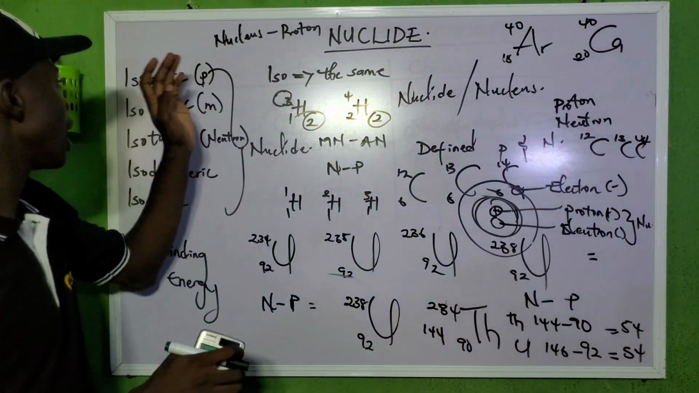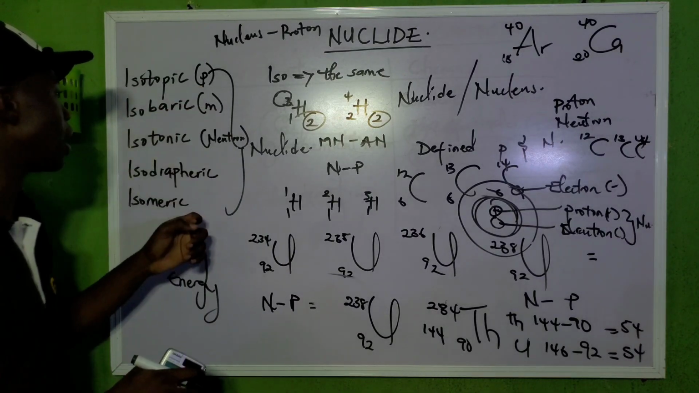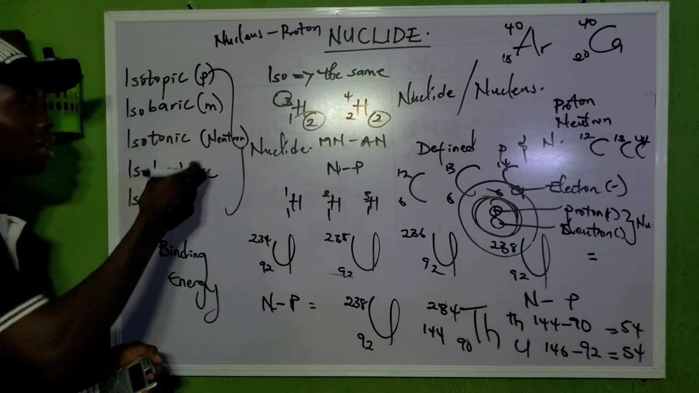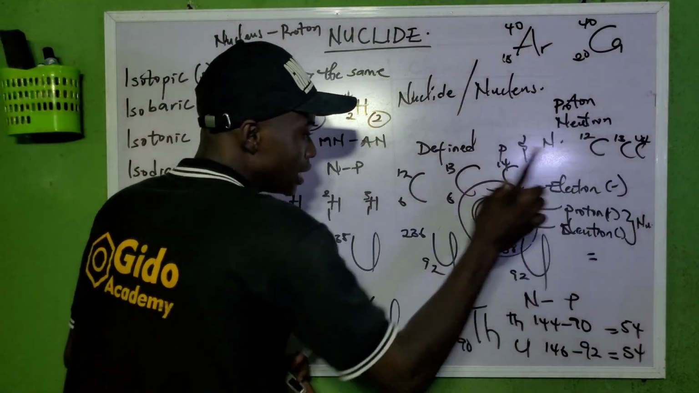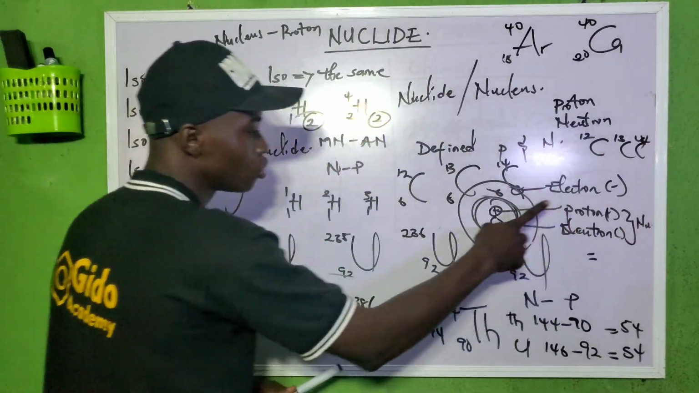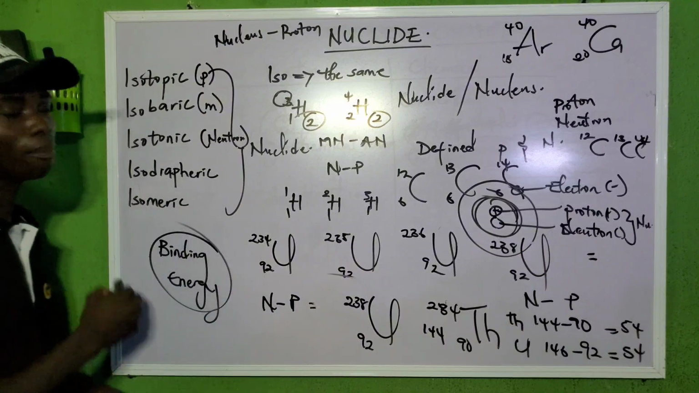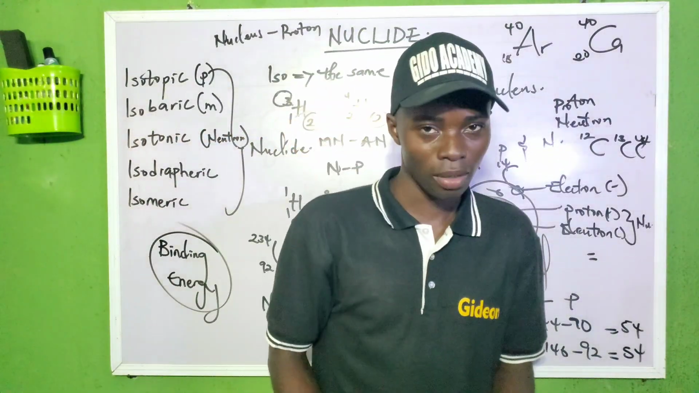Let me recap. Isotopic is talking about the same proton number. Isobaric, the same nucleus number or mass number. Isotonic, the same neutron number. Isodiapheric, the difference between neutron and proton in the nucleus is the same. Then isomeric is talking about they have the same what? Binding energy.